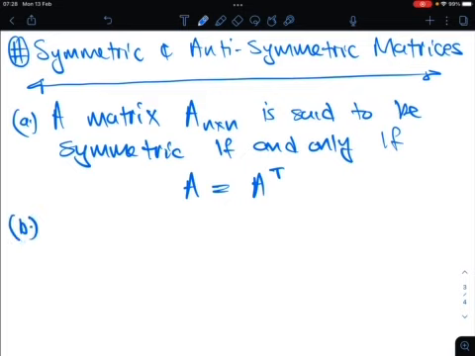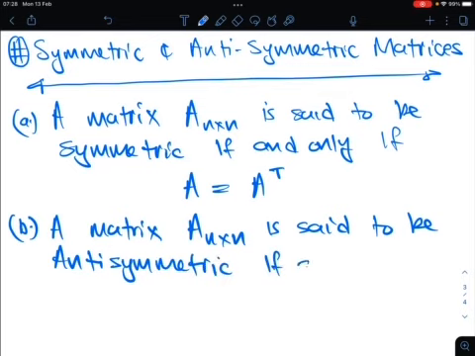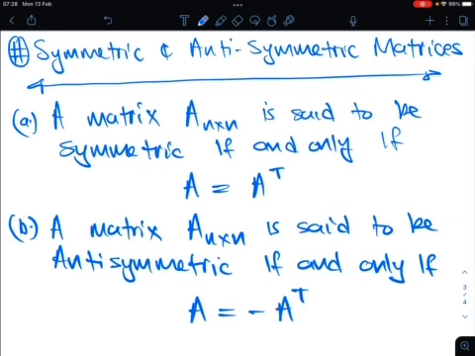Then, a matrix A, which is still a square matrix, is said to be antisymmetric if and only if A is equal to the negative A transpose. So these are a nice way of redefining a symmetric matrix and an anti-symmetric matrix.